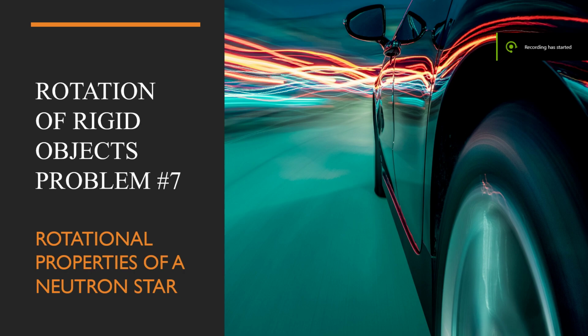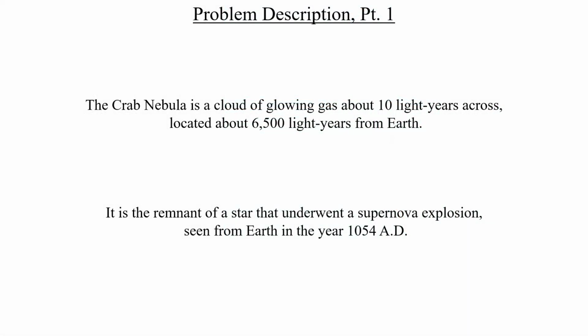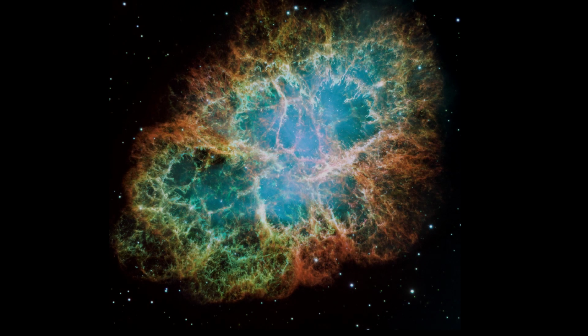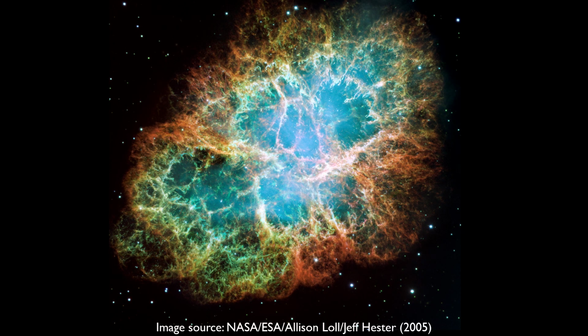Happy Monday. Today's problem introduces the Crab Nebula, which is a massive collection of glowing gas that's found about 6,500 light years away from Earth. In case you're unfamiliar, here's a pretty famous picture of it that was obtained by the Hubble telescope back in 2005. It's very pretty. However, there's a very powerful and mysterious energy source that's buried deep within there.